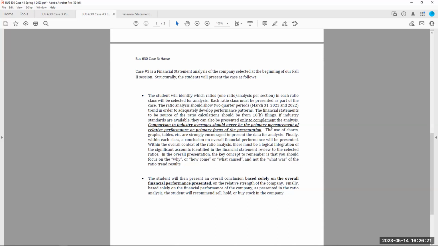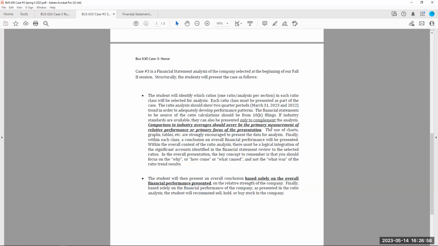The use of charts, graphs, tables are strongly encouraged to present the data for analysis. Finally, within each class, a conclusion on the overall financial performance will be presented. In other words, answer the first 2 questions of page 1 in each of the 4 classes. Within the overall context of the ratio analysis, there must be a logical integration of the significant accounts identified in the financial statement review to the selected ratio. In other words, it's painting you a picture of these 4 analyticals about the efficiency and how the company is doing. I want you to explain that.